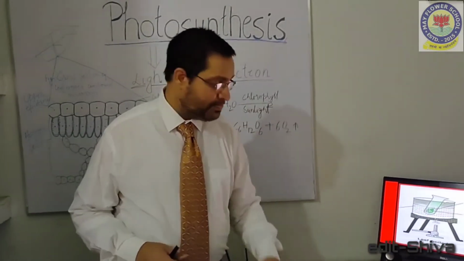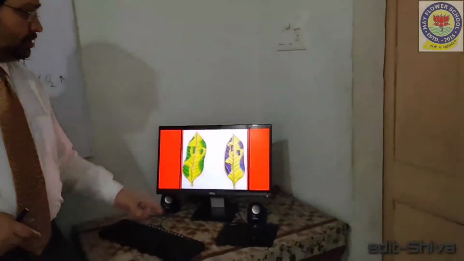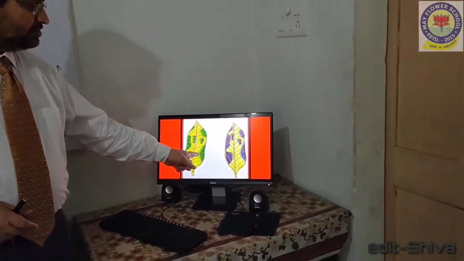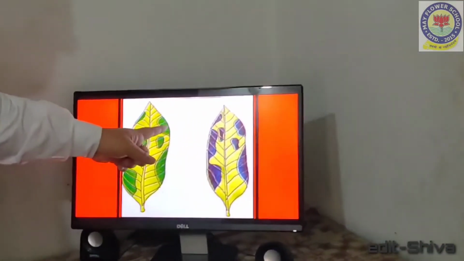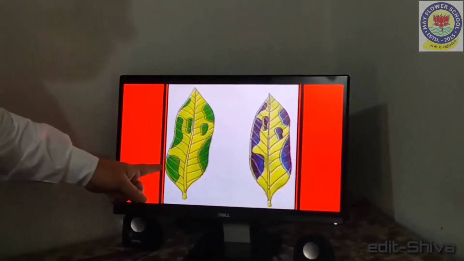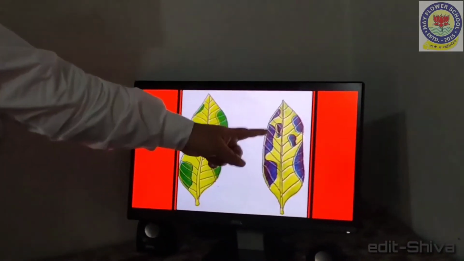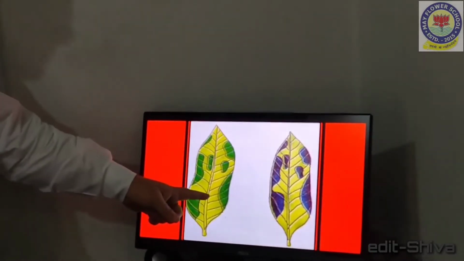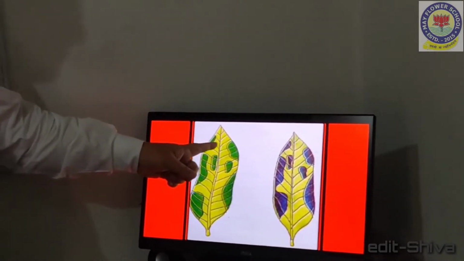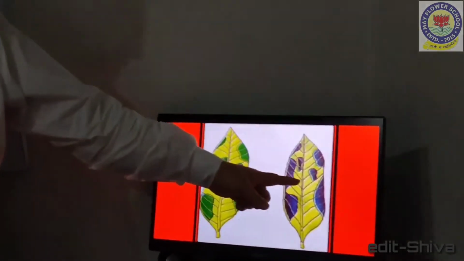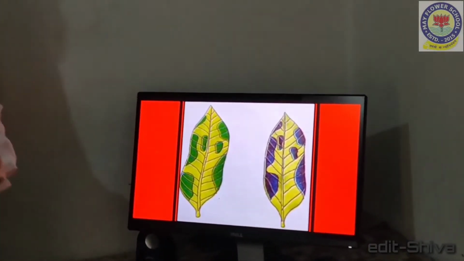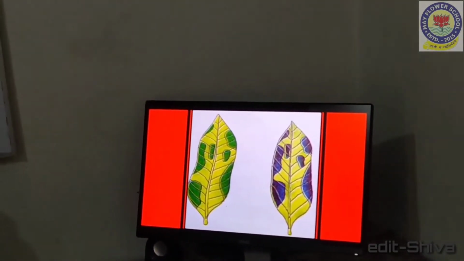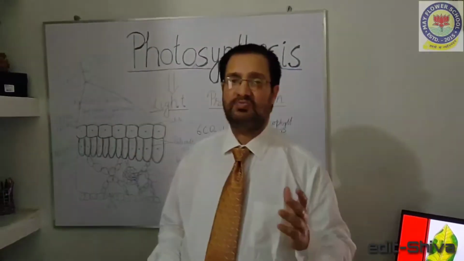Because in the green parts, chlorophyll was present, so in this part only starch formation takes place and this portion becomes blue-black in the presence of iodine. Since no photosynthesis occurred in the other part, no starch formation occurs and this will remain colorless. This shows that chlorophyll is essential for photosynthesis.